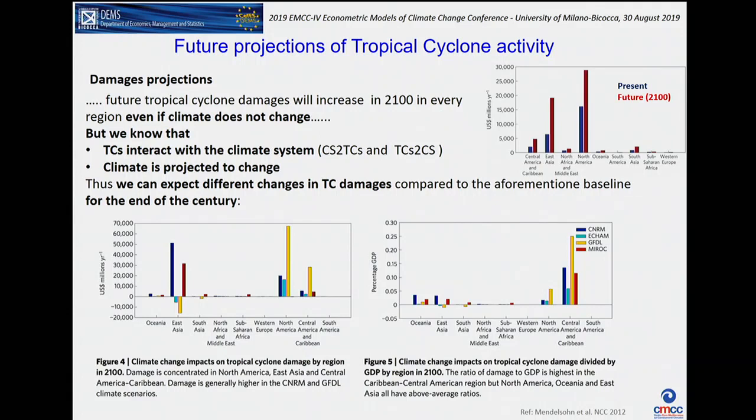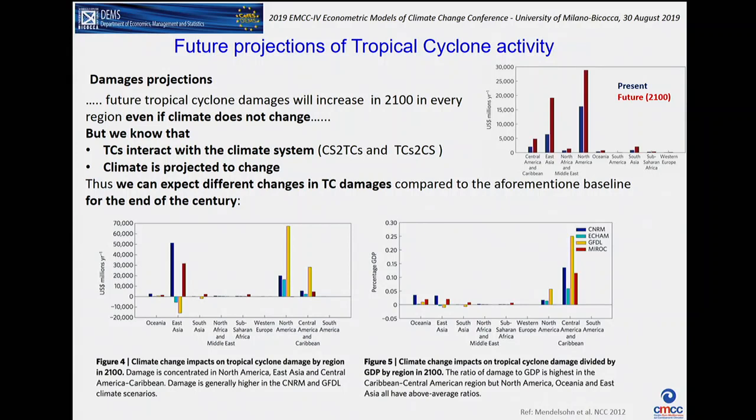So back to the damages. This is what I have shown you, projection for the end of the century without the climate change signal. Just due, from blue to red, just due to the changes in the income of the people and in the different number of people living along the coast expected for the end of the century.